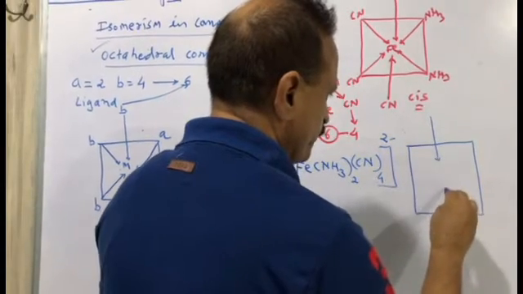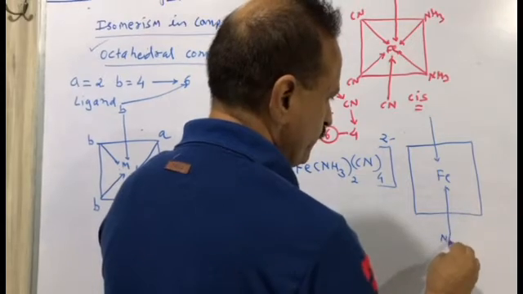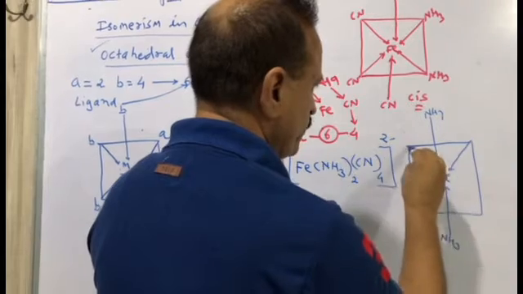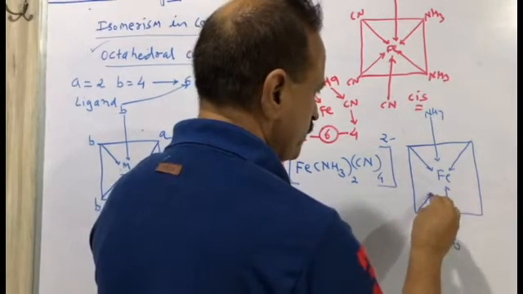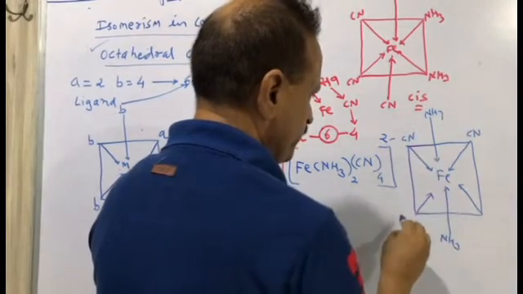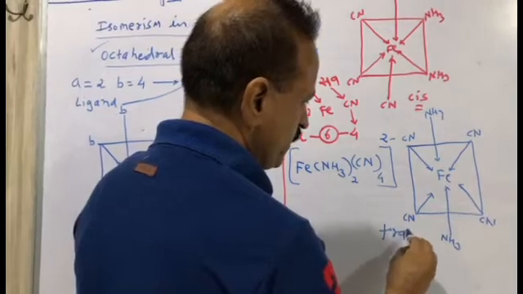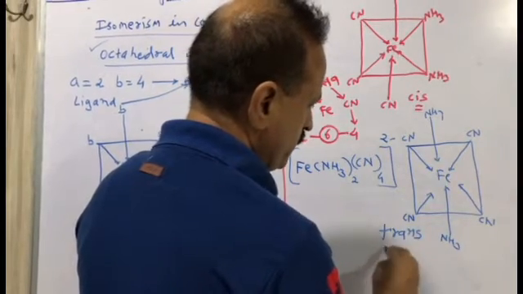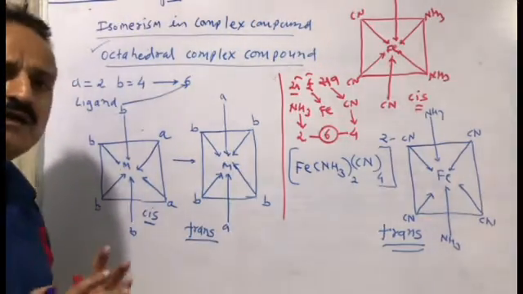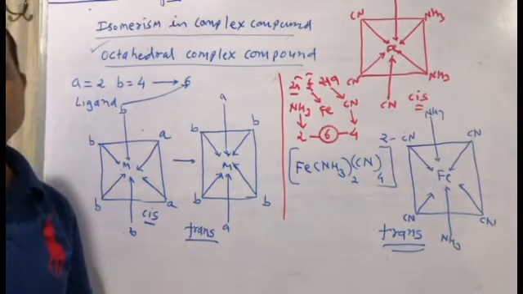Ammonia will come in the opposite direction. Here will be Fe, here will be ammonia, here will be ammonia, and the remaining 4 places in the square corners we are having cyanide, cyanide, cyanide, cyanide. This is the trans. They are isomers of each other. So you can very easily understand what is the cis isomer and what is the trans isomer.